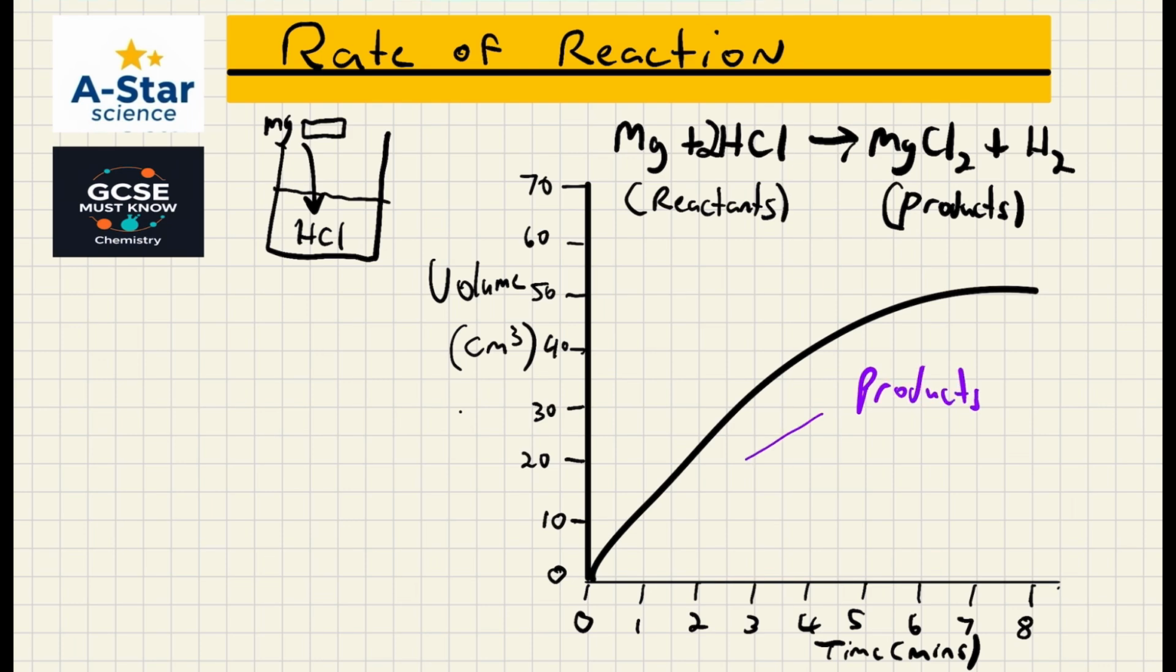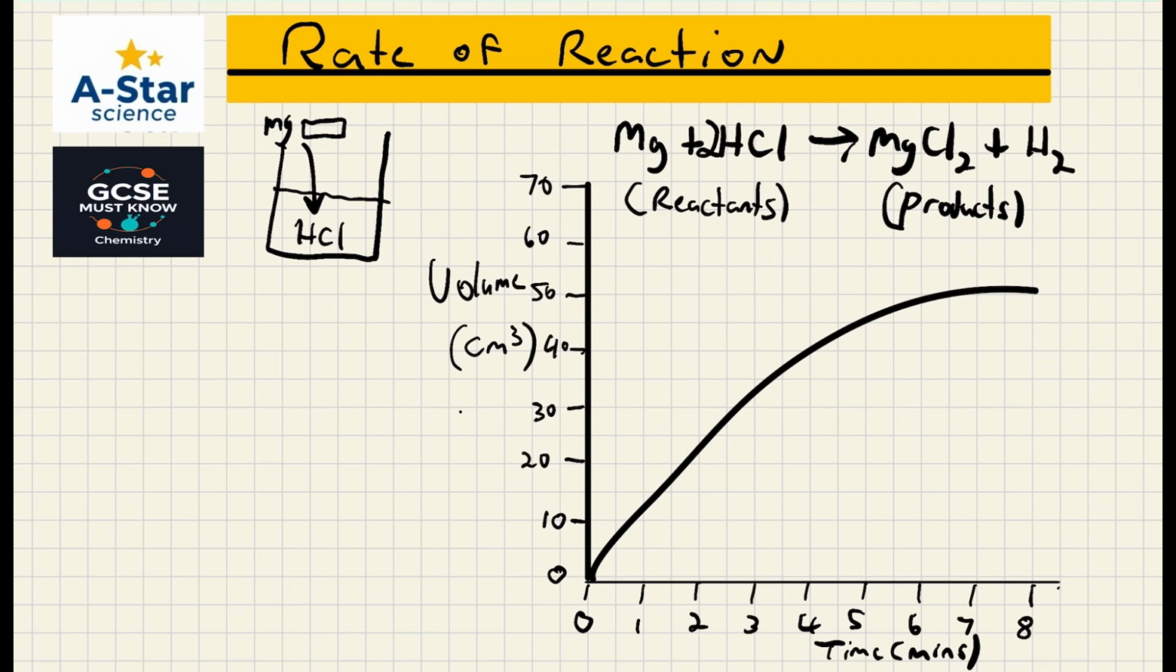The reason why is it starts at 0. So there are no products formed. And then over time, you can see the products start to go up. I also know it's a gas because it's in centimeter cube. And so that is the way that we are going to measure the gas that's formed. So we're looking at the rate of reaction of how a product is formed over time.